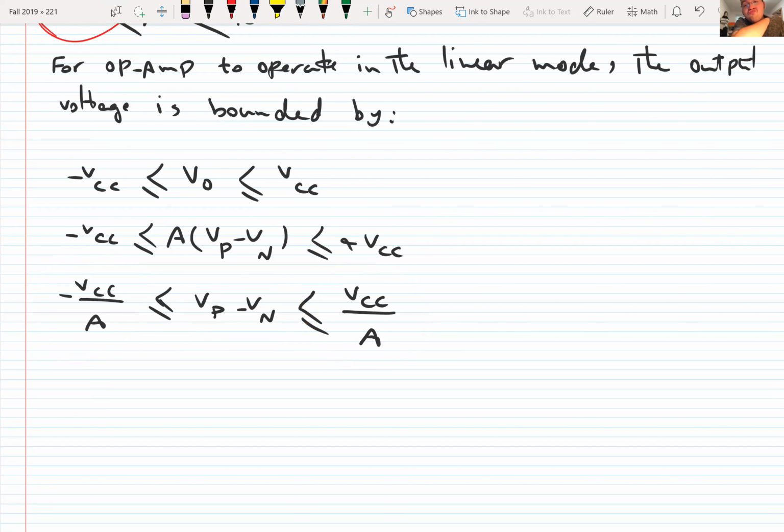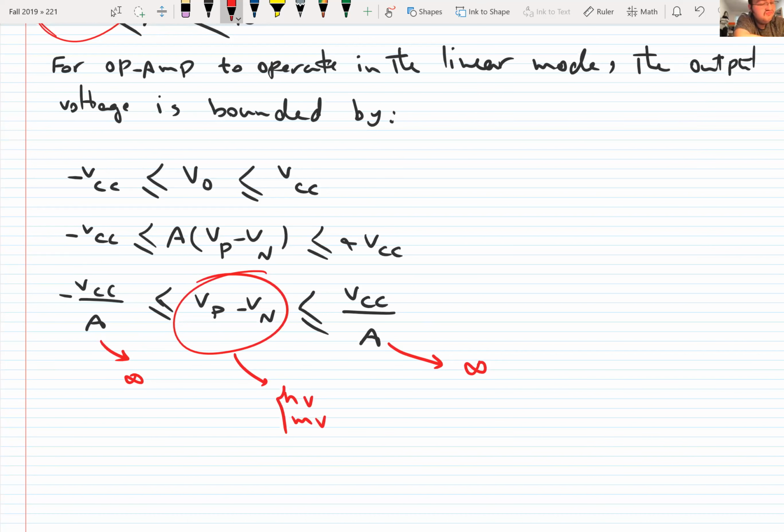Theoretically, we can say that Vp should be equal to Vn, because in an ideal op-amp, we said that gain is infinity. So if gain is infinity, Vp minus Vn should be zero. So Vp minus Vn should be equal to zero, and Vp should be equal to Vn. So in an ideal op-amp, Vp should be exactly equal to Vn in order to remain and operate in the linear region. In a real op-amp, Vp minus Vn should be very small, let's say in the nanovolt or millivolt range, in order to operate in linear mode.